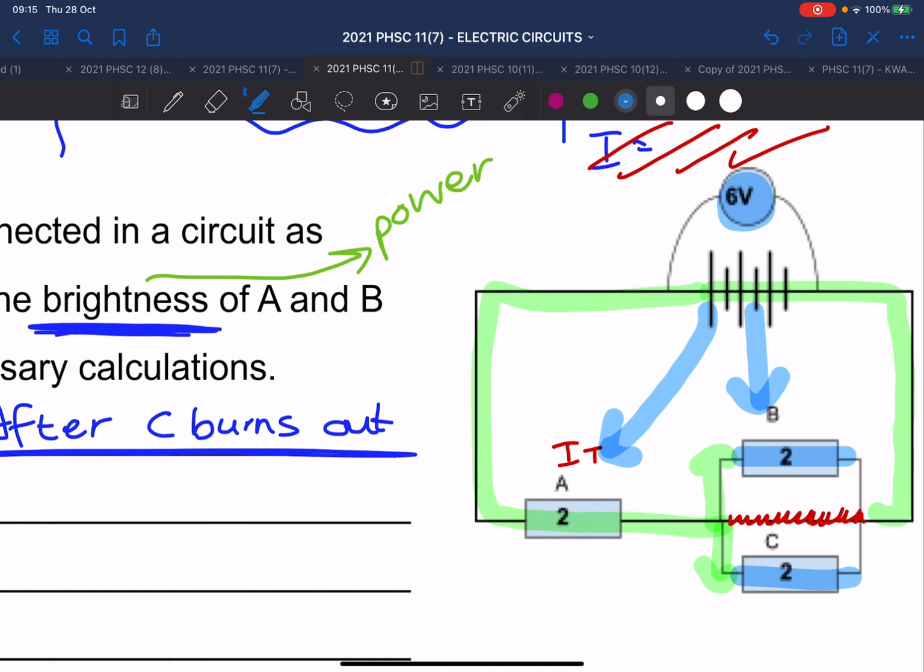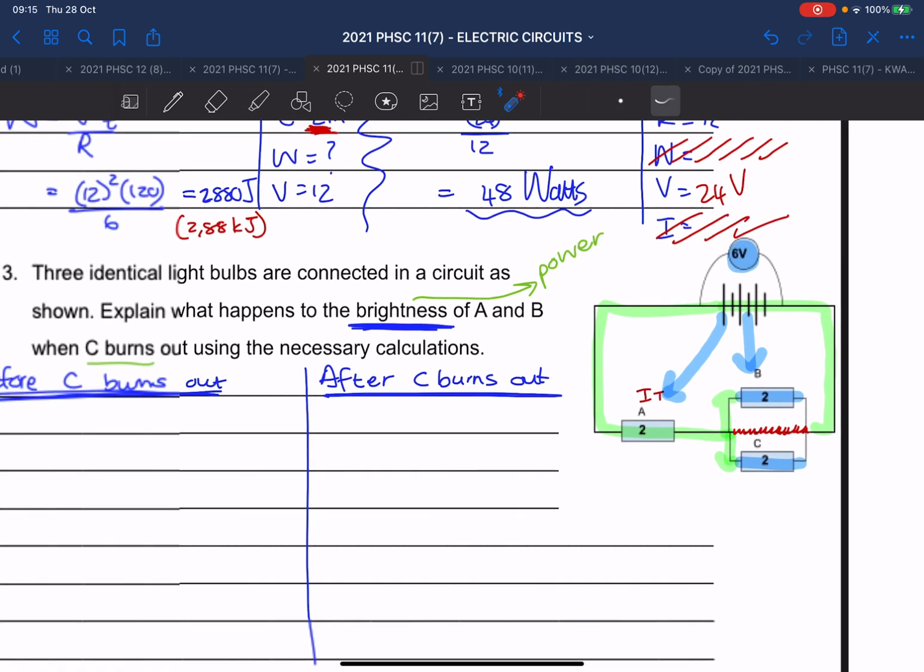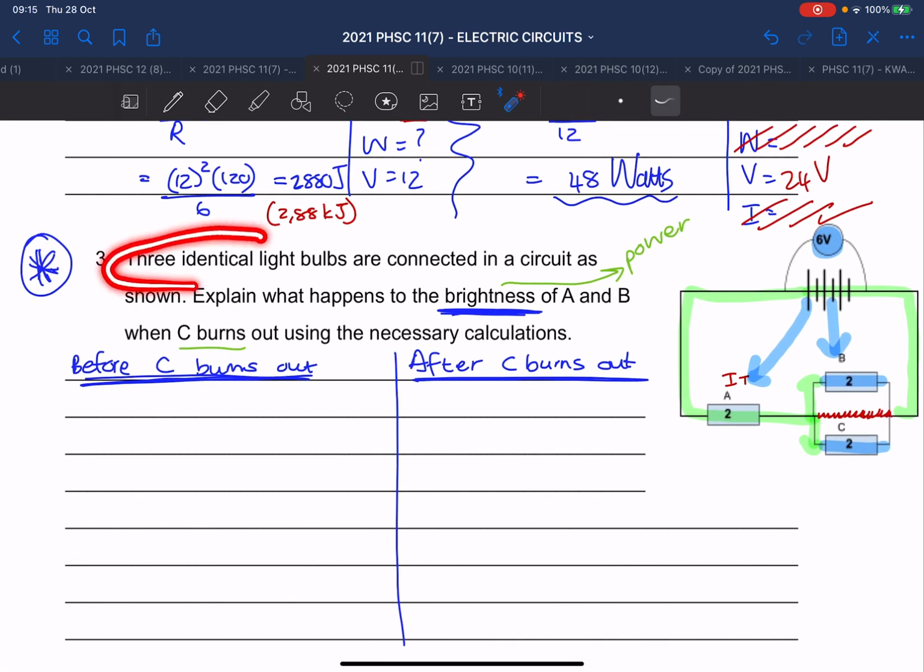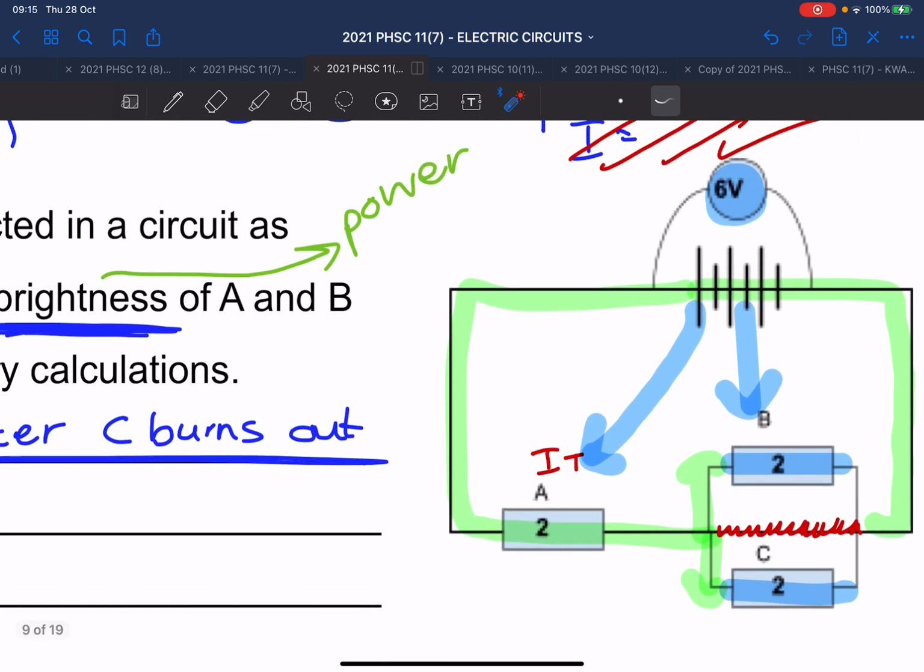They also said, I don't know if I emphasize this enough, 3 identical light bulbs. So that's why I made them 2, 2, and 2. But if in a test I just say they're 3 identical and I don't give you values, you can make them 1, 1, 1, 5, 5, 5, 10, 10, 10, whatever you want to make them.